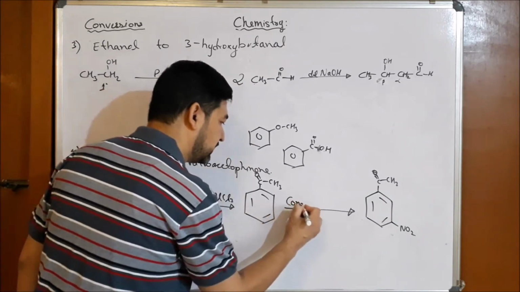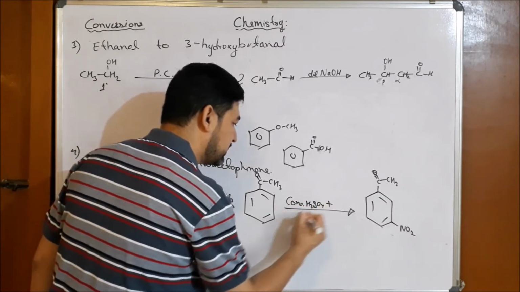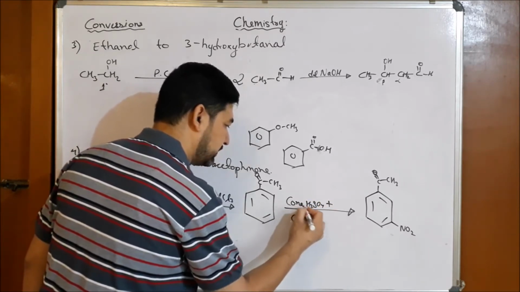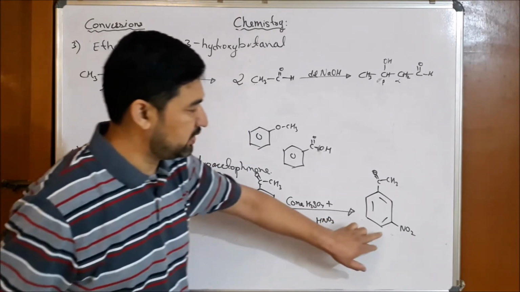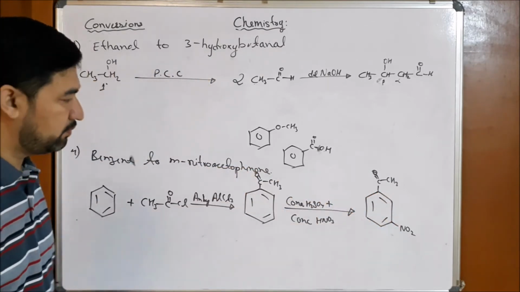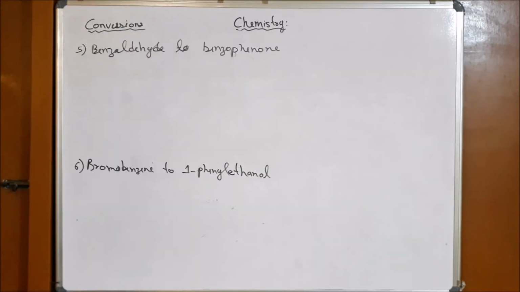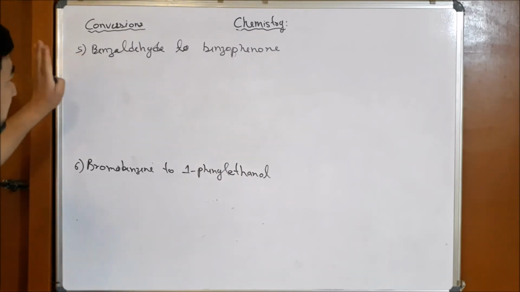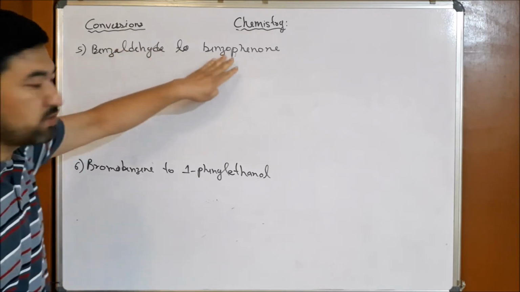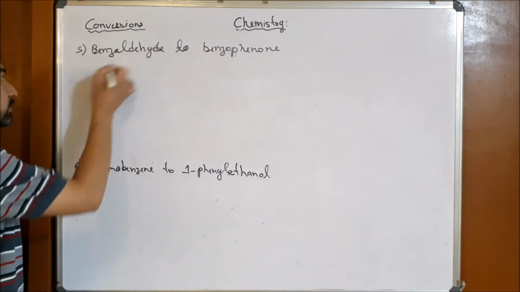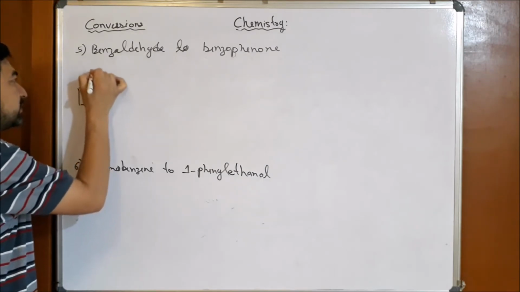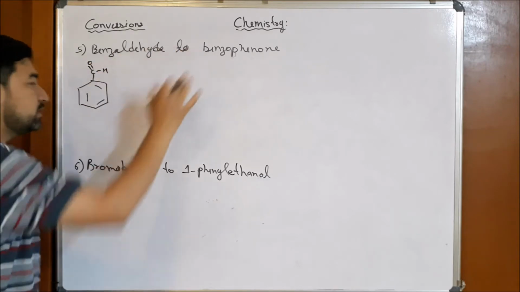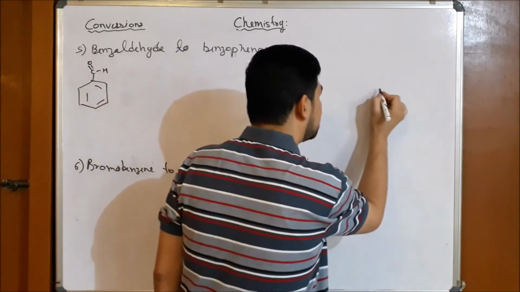So nitration is next, that is concentrated H2SO4 plus concentrated HNO3. That will be the monosubstitution nitration at the meta position. The next reaction I have taken here is benzaldehyde to benzophenone. Benzene with a CHO group is benzaldehyde. So we have this benzaldehyde. Next is benzophenone. So one side benzene and another side phenone.